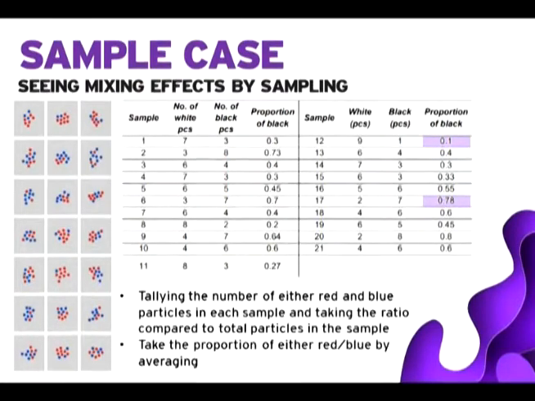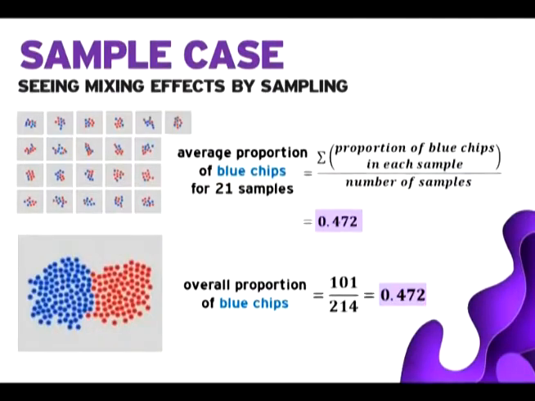And as mentioned earlier, if we were to split the mixture into many different samples, and if we investigate the proportion of blue chips within the sample, we would expect to obtain a proportion of 0.472. To illustrate the constant proportion, here is a comparison of the calculations performed to get the average proportion of blue chips. So the tabulated results from the 21 samples gave us 0.472, while the fraction of blue chips in the unmixed sample is also 0.472.